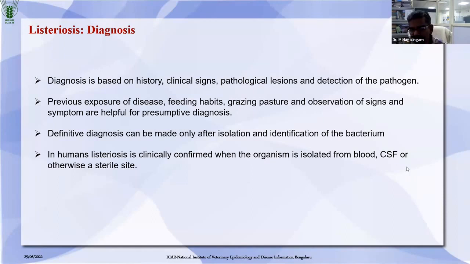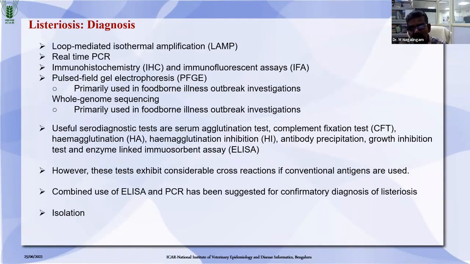Human listeriosis is clinically confirmed when the organism is isolated from the blood, CSF, or otherwise a sterile site, because fecal and other material may contain Listeria. It doesn't say that the infection is due to Listeria unless we have confirmation with other tests. The diagnosis can use an antigen detection test or an antibody detection test, or the gold standard test, which is isolation.